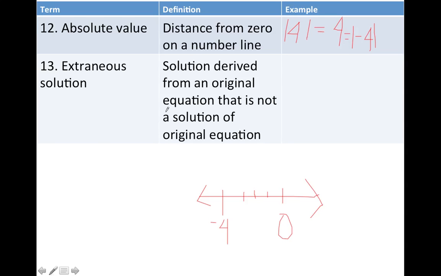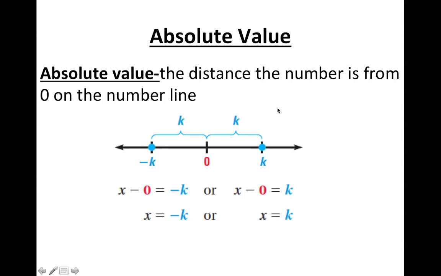An extraneous solution is a solution derived from the original equation that is not a solution of the original equation. Like I said before, absolute value is the distance the number is from 0 on the number line. Notice how we have negative k and positive k, and they're both the same distance away from 0, so the absolute value of both those numbers will be the same.